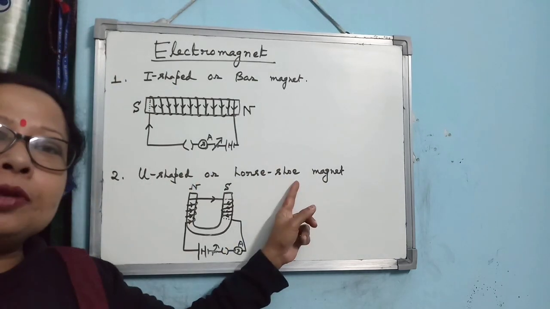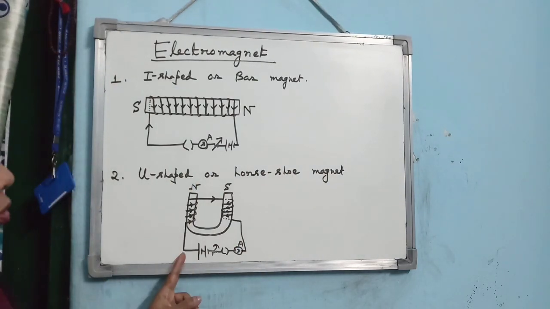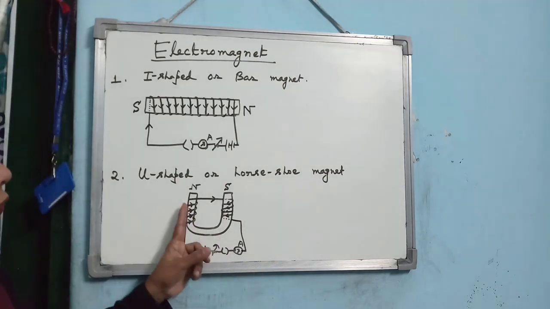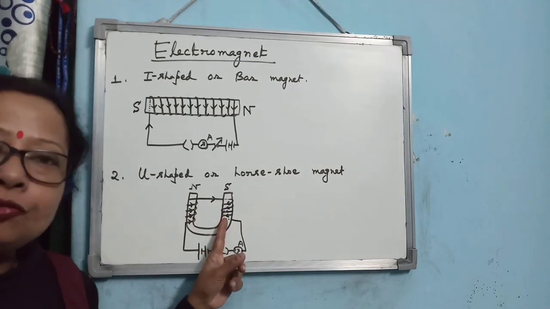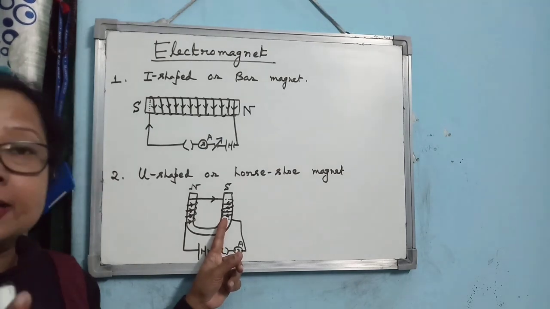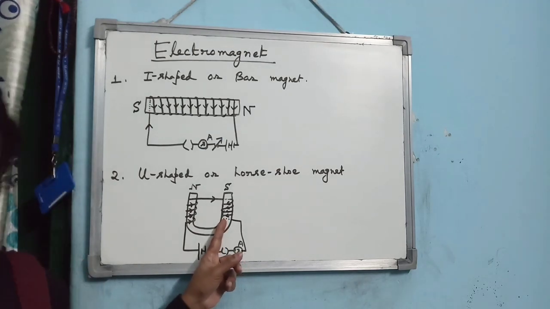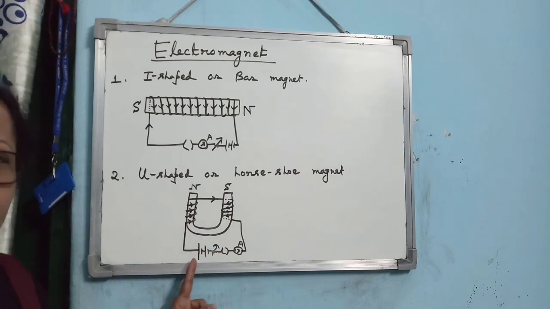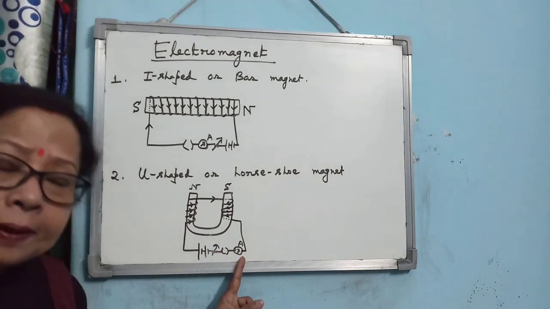Then next is the U-shaped or horseshoe magnet. How to make a U-shaped or horseshoe magnet? Just here also you wind the same coil over the two arms of the U-shaped soft iron you have taken, and the two ends of the coil you connect to a battery, rheostat, key and ammeter.